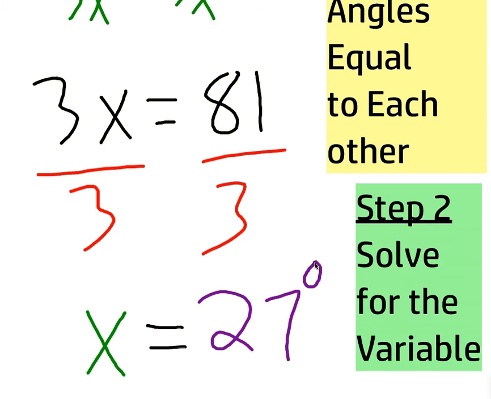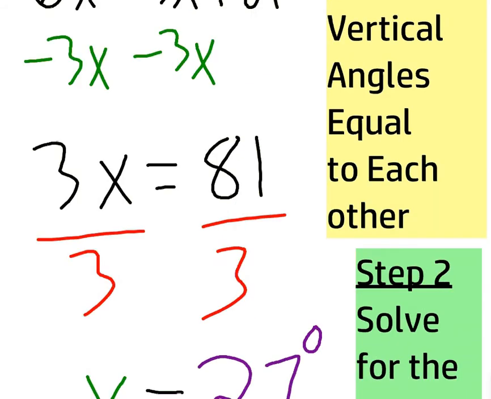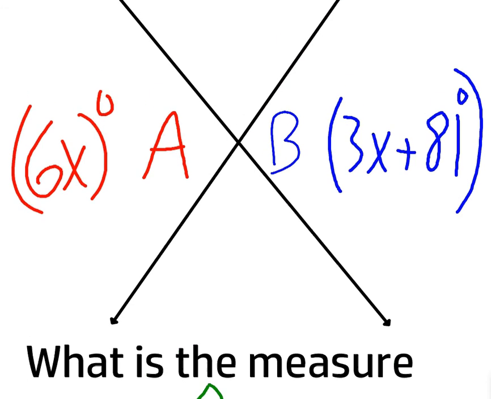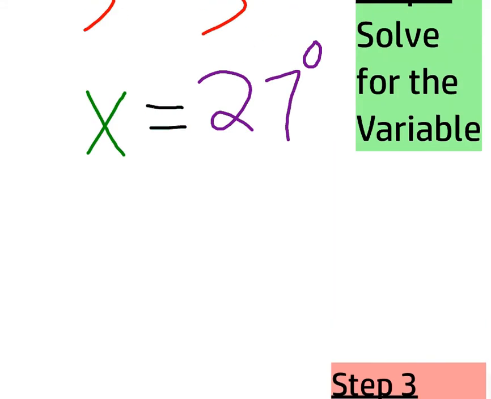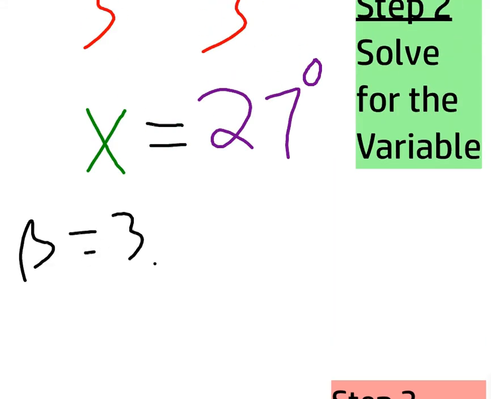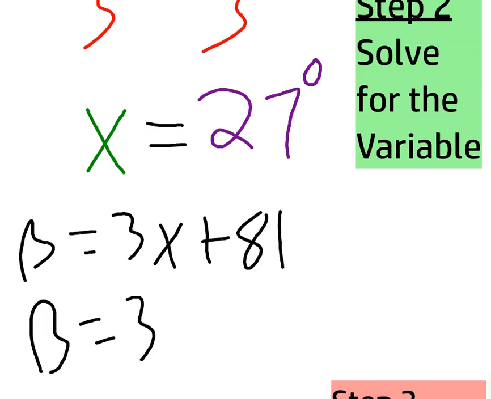Remember, there's 3 steps. Now that we've solved for x, what are we going to do with that number? Plug it back in, right? And actually, since they're vertical, it doesn't matter what expression you plug it into. You should get the same thing back. But for the sake of consistency, since we're solving for B, we'll plug it into this one. So B is equal to 3x plus 81. This is step 3, plugging it back in. So I'm going to replace x with the 27.